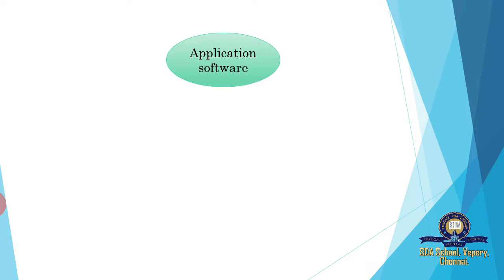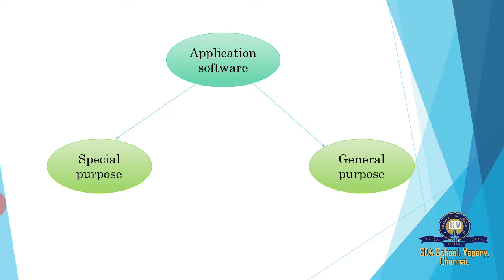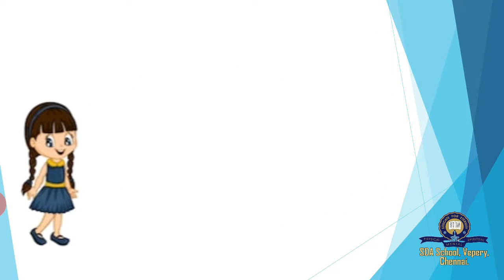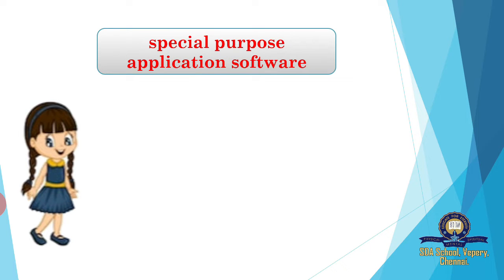Application software can be categorized into two types. They are special purpose application software and general purpose application software. First, we are going to see about special purpose application software.